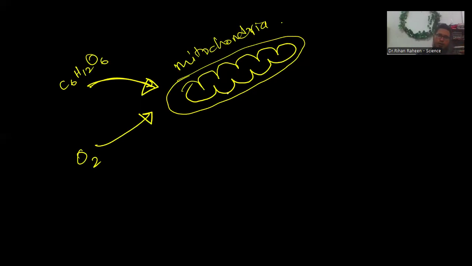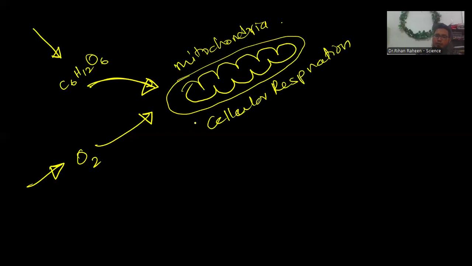From the cell, it will come to the mitochondria. So this is from the food it is coming, and this is from the air which we breathe, oxygen is coming. So these two are the raw materials of the reaction which happens inside the mitochondria. We generally call it cellular respiration, and this is happening with the help of oxygen.